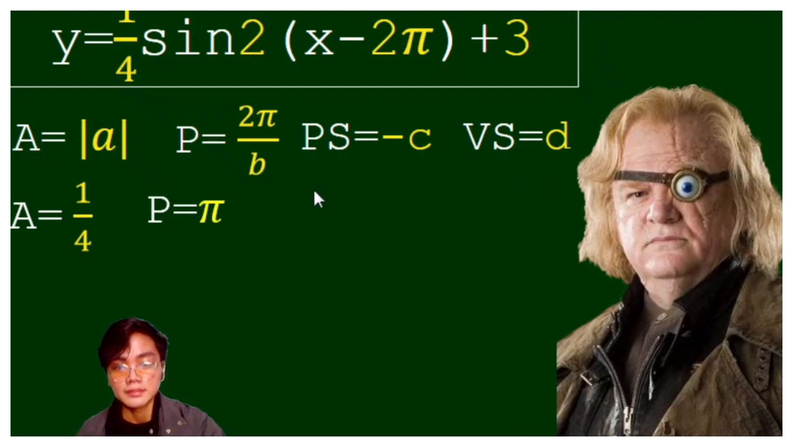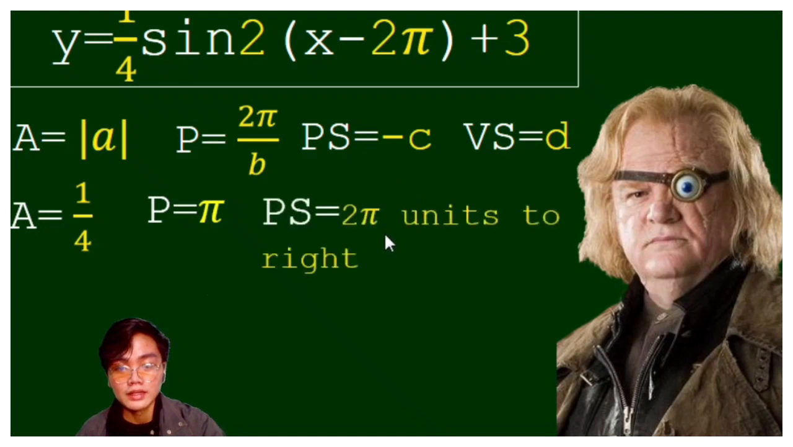Next is the phase shift. In order to find the phase shift, we substitute our c, which is negative 2 pi, into this equation, so it will be positive 2 pi. Since it is positive, our phase shift is 2 pi units to the right. If our given phase shift were negative, it would be 2 pi units to the left. Since our phase shift is positive, it is 2 pi units to the right.